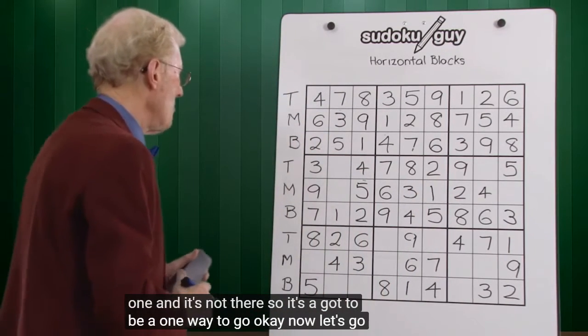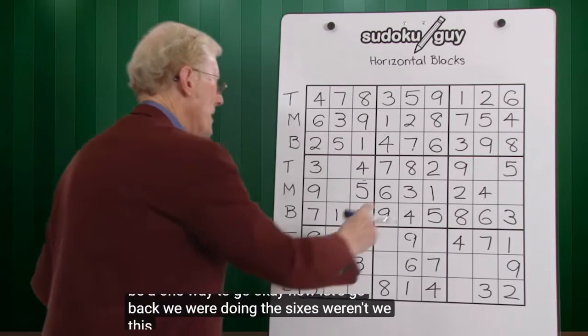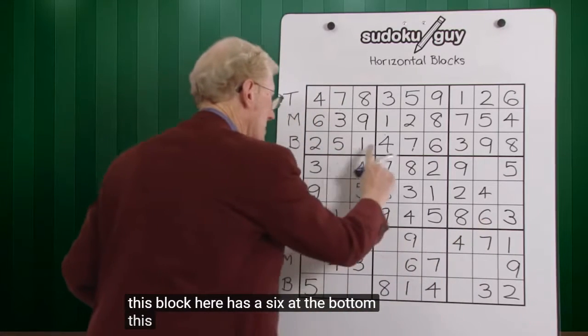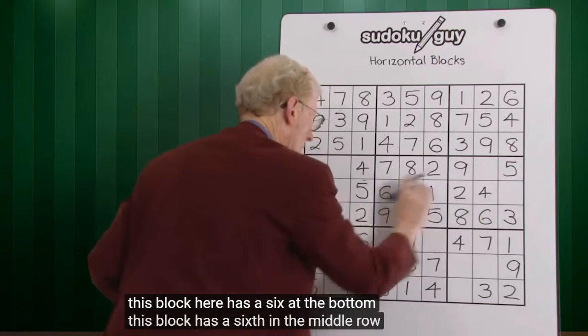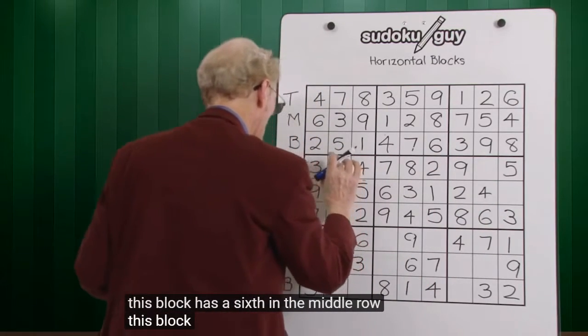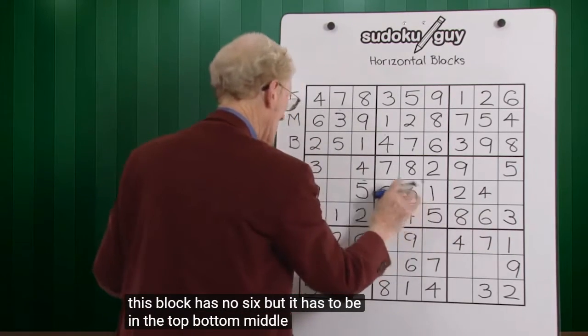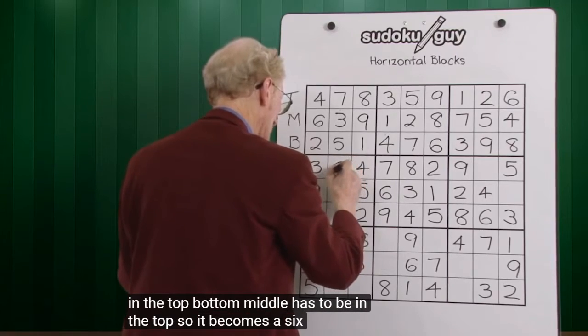Okay, now let's go back. We were doing the 6s, weren't we? This block here has a 6 at the bottom. This block has a 6 in the middle row. This block has no 6, but it has to be in the top. Bottom, middle, has to be in the top, so it becomes a 6.